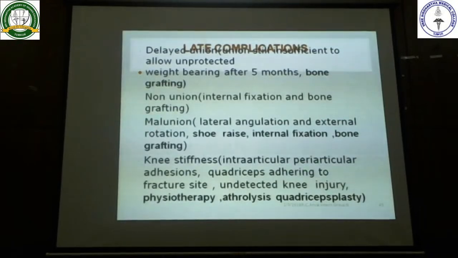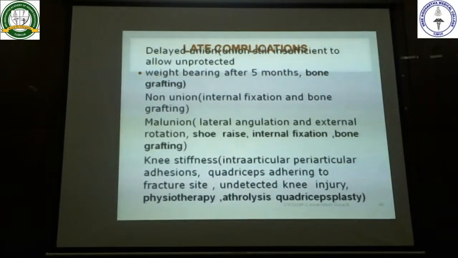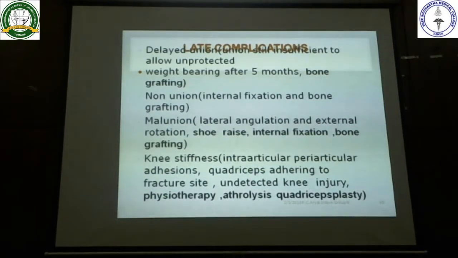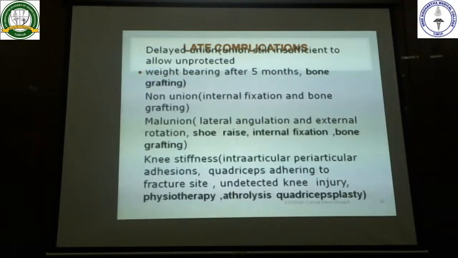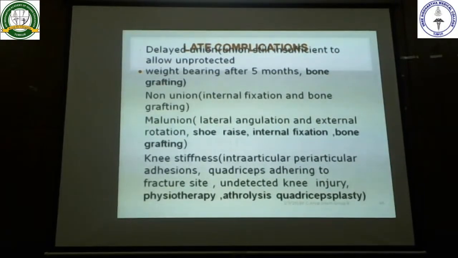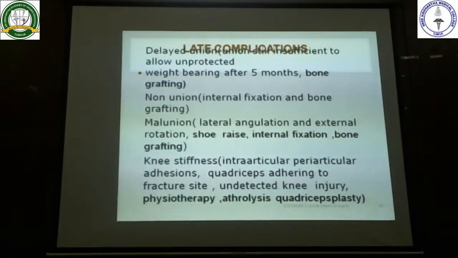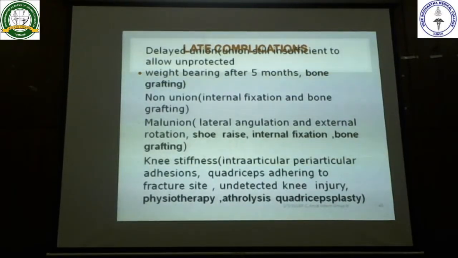Then of course the late complications like delayed union, non-union, malunion, all those things which are already discussed in general under fractures. So those are the important complications as far as fracture shaft of femur is concerned. Yeah, so basically what happens is it can also lead to undetected knee injury. Sometimes prolonged immobilization can lead to adhesions around the knee joint where it becomes very stiff. Then you need to release those adhesions so that you can free up the knee joint. So these are all the important complications, immediate as well as late, as far as fracture shaft of femur is concerned.